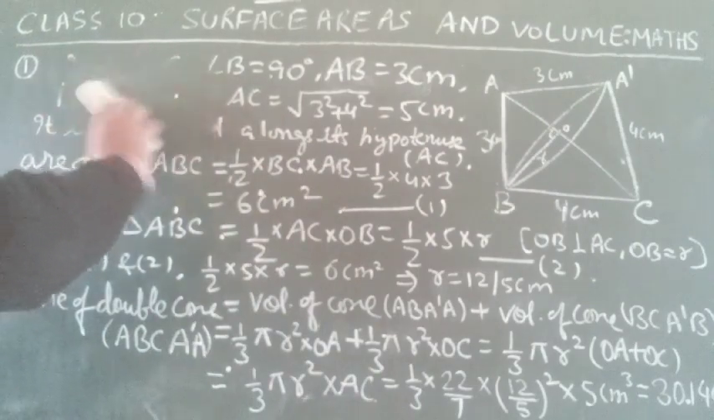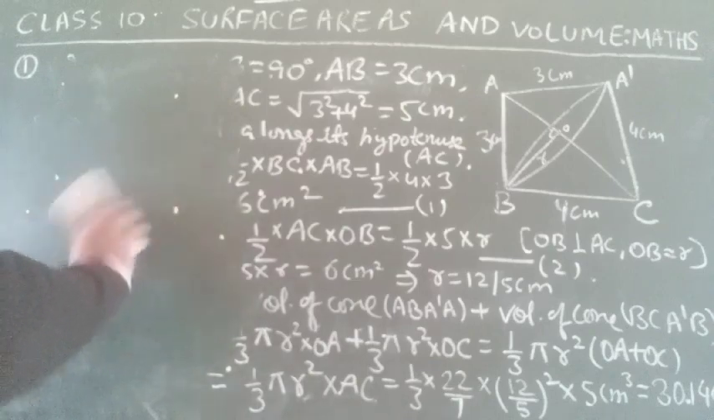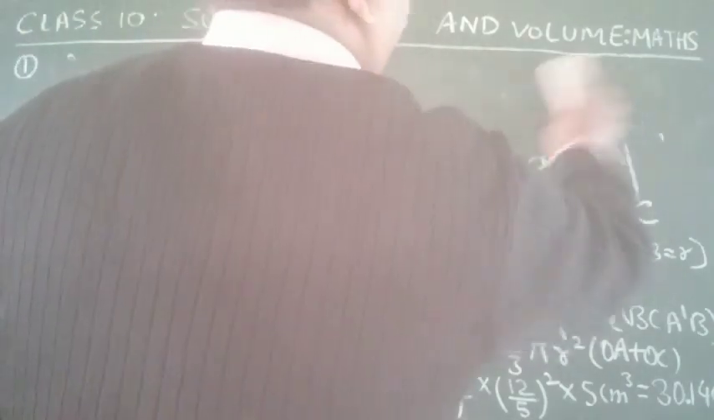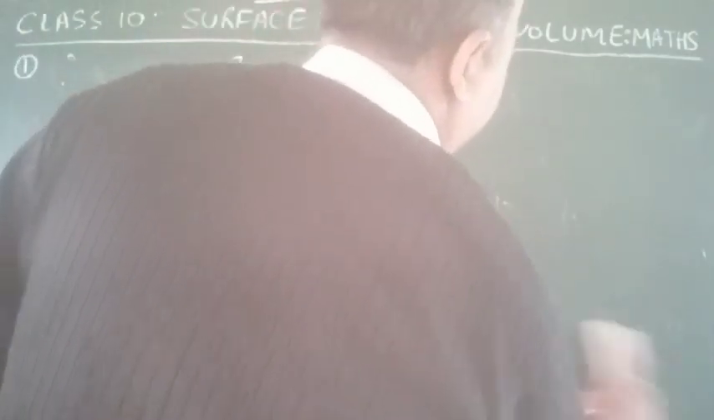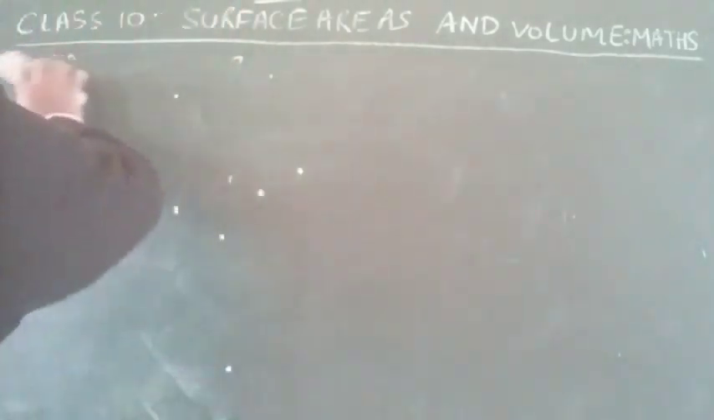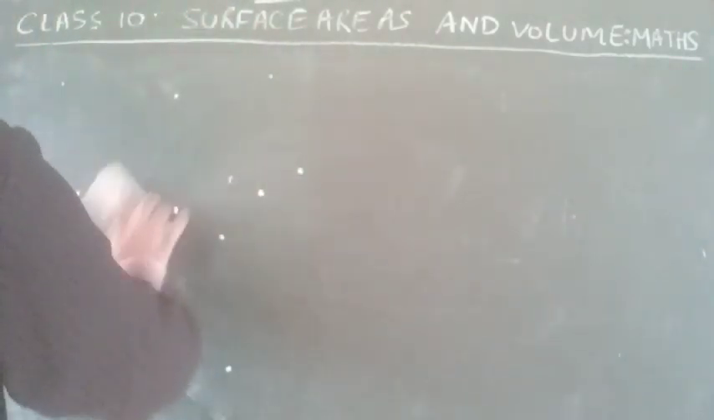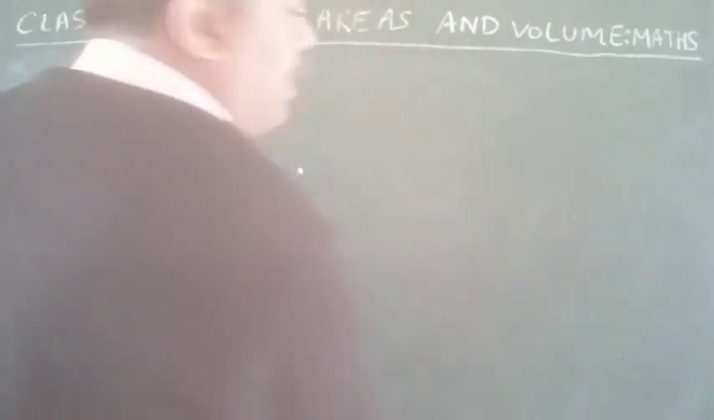Okay. Now I am going to discuss the second question. This is based on the number of coins. Coins are given, thickness is given, and we are told how many coins are melted to make a cylinder. We have to solve the question on the basis of this.